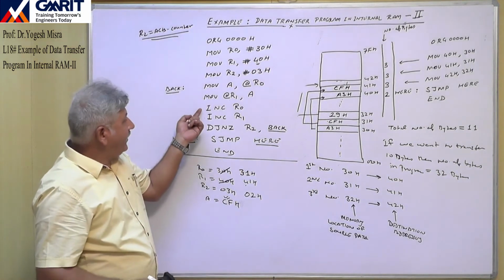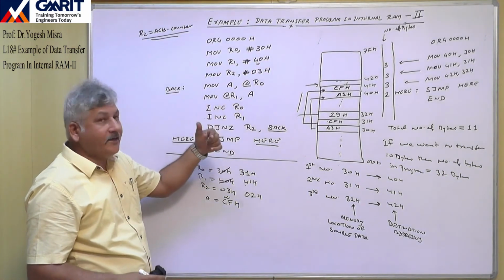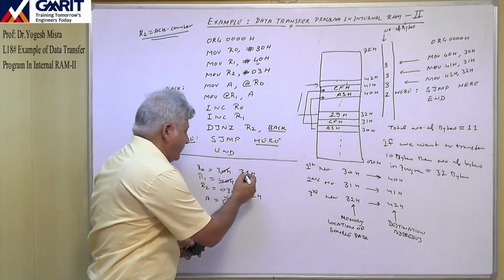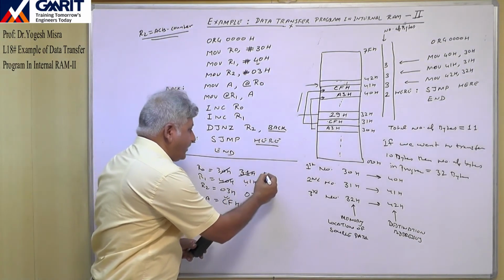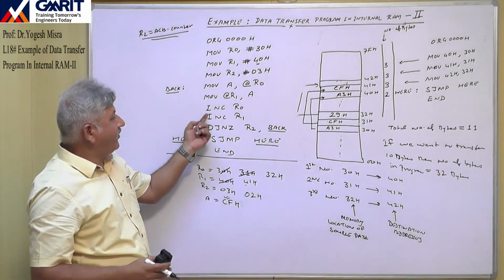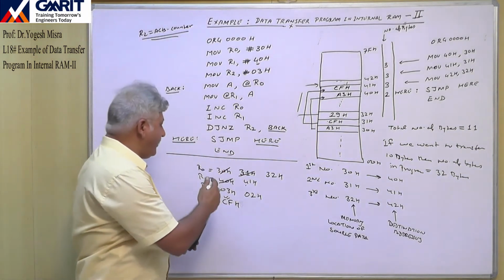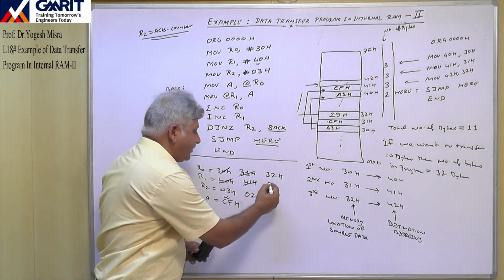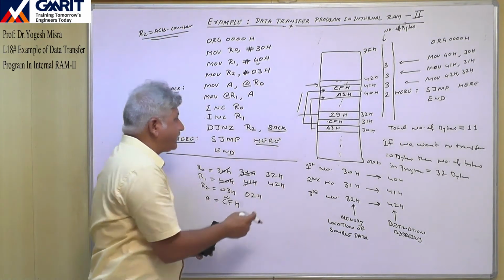After this, INC R0. R0 is increased by 1. So R0 is now 31H; increased by 1, it will become 32H. INC R1. R1 will be increased by 1. R1 we have 41H, now it will become 42H.